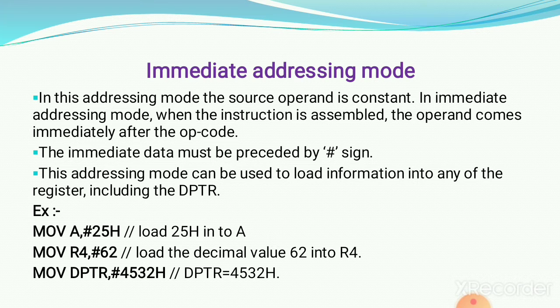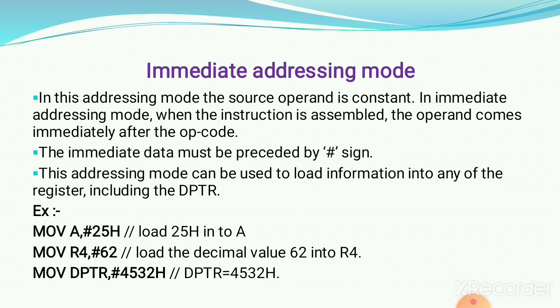Its first example is MOV A, #25H. Let us see the meaning of this instruction. This instruction uses immediate addressing because the accumulator will be loaded with the value that immediately follows, in this case 25H. Immediate addressing is very fast since the value to be loaded is included in the instruction.